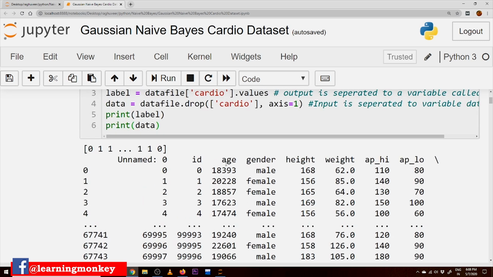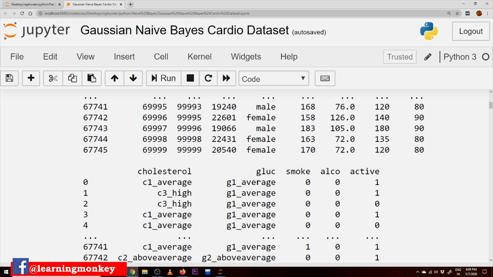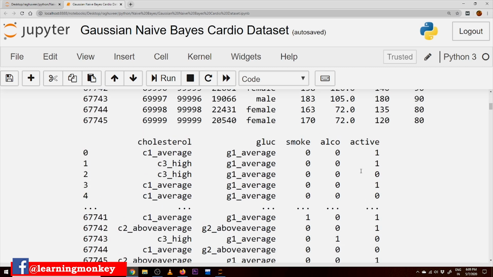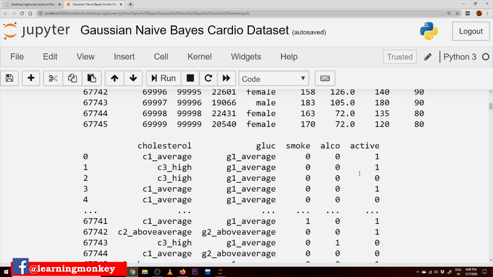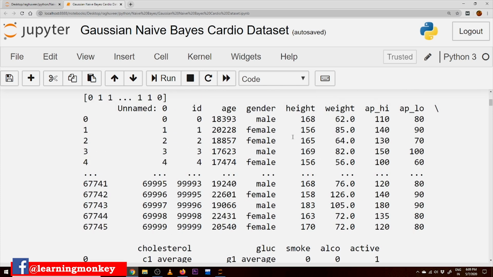We have age, gender, height, weight, AP high and AP low. AP high and AP low mean blood pressure, the high and low BP values. Based on all these values, whether the gender is male or female, and height, whether he smokes, glucose level, cholesterol level, and whether he is active or not, the label is given: whether he has cardio risk or not. Here we have to observe that most of them are numerical data, and some of them are categorical data.